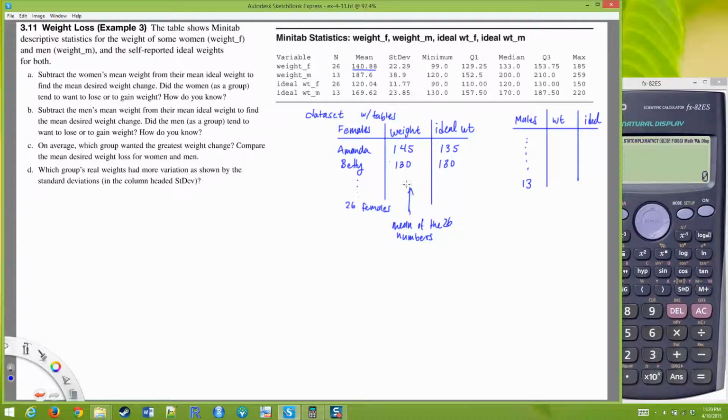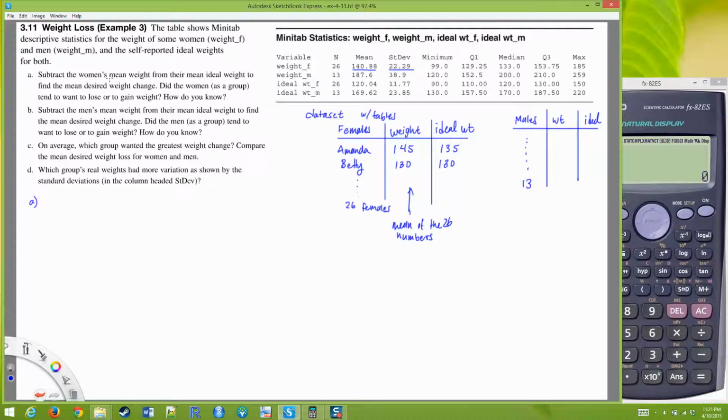We can take the standard deviation of those numbers and we get 22.29, and we can look at the minimum, Q1, Q3, the median, the max. These are all summary statistics for this list of 26 numbers. This ideal weight underscore F would be the summary statistics for these 26. The numbers in the second row would be the summary statistics for the 13 weights for the males, and the last row would be the summary statistics for the ideal weights for the males. So with that in mind, now we can answer these questions.